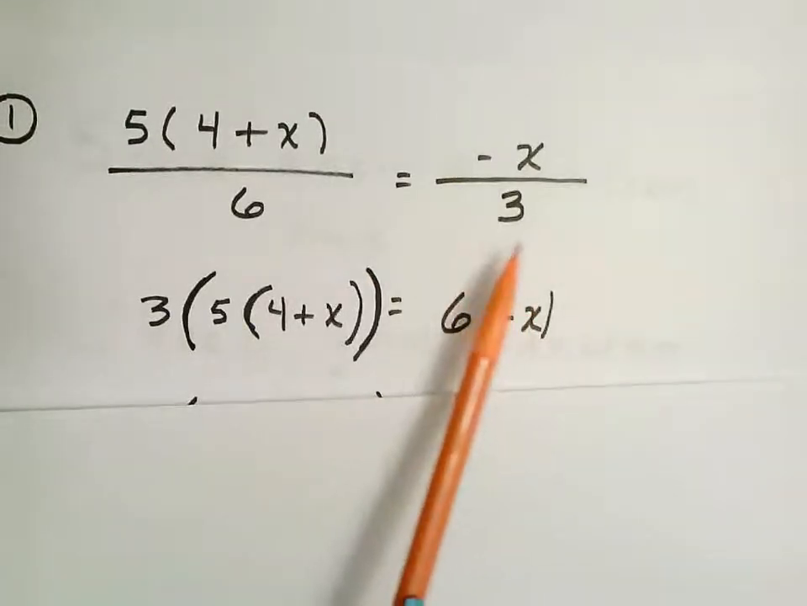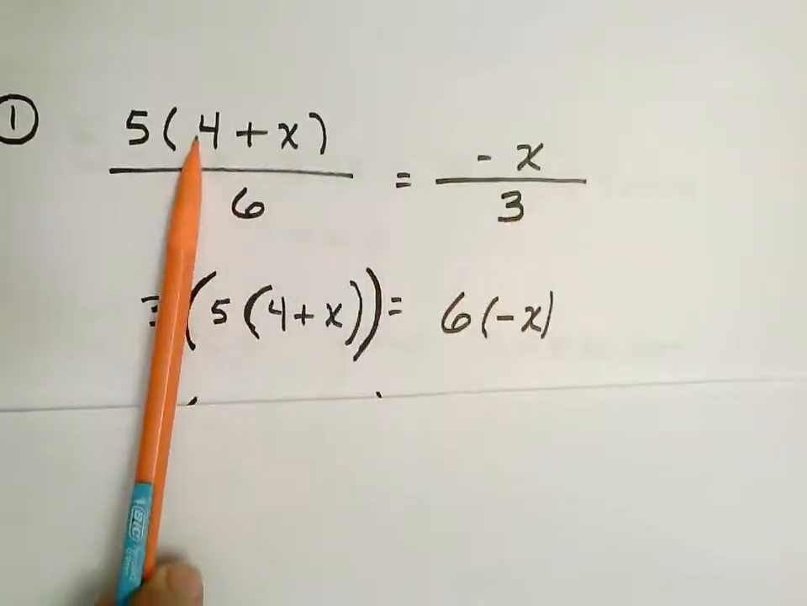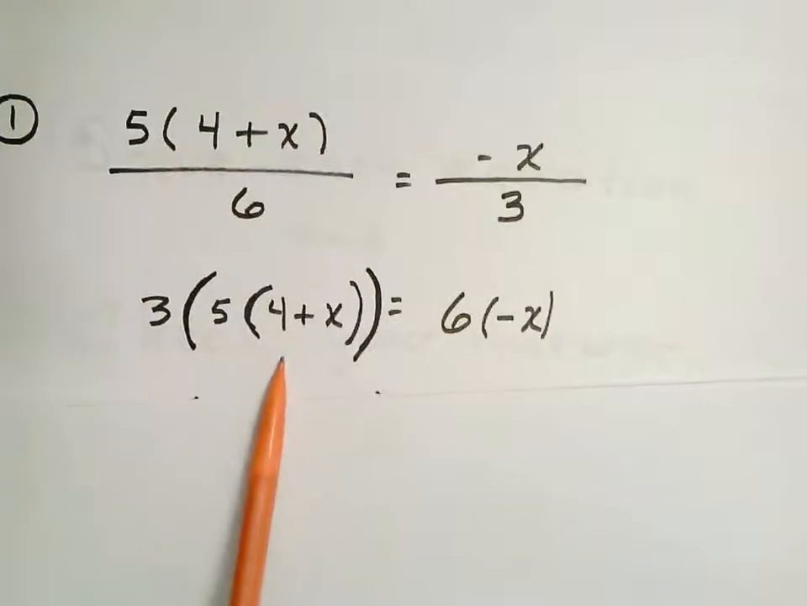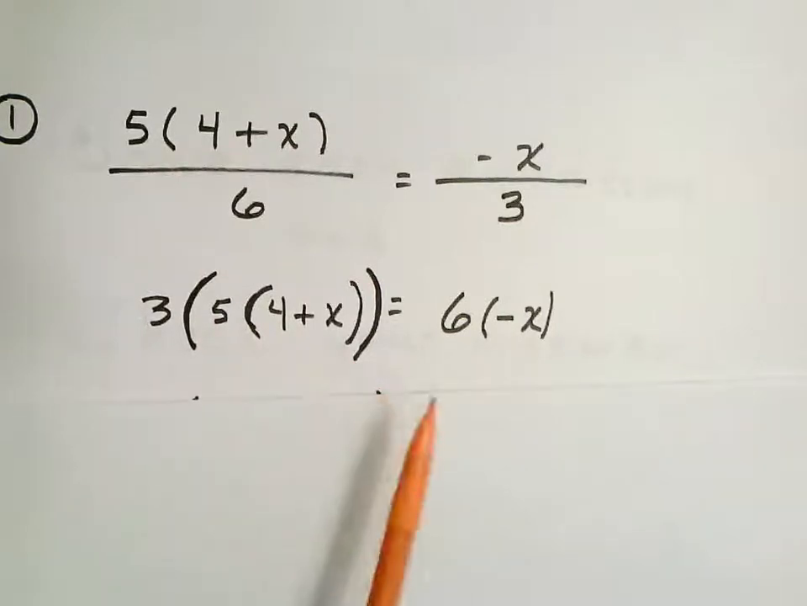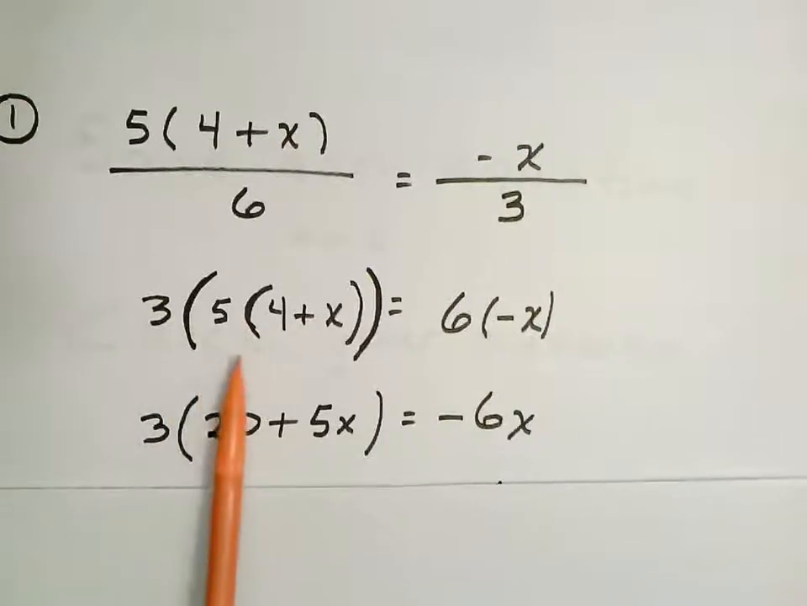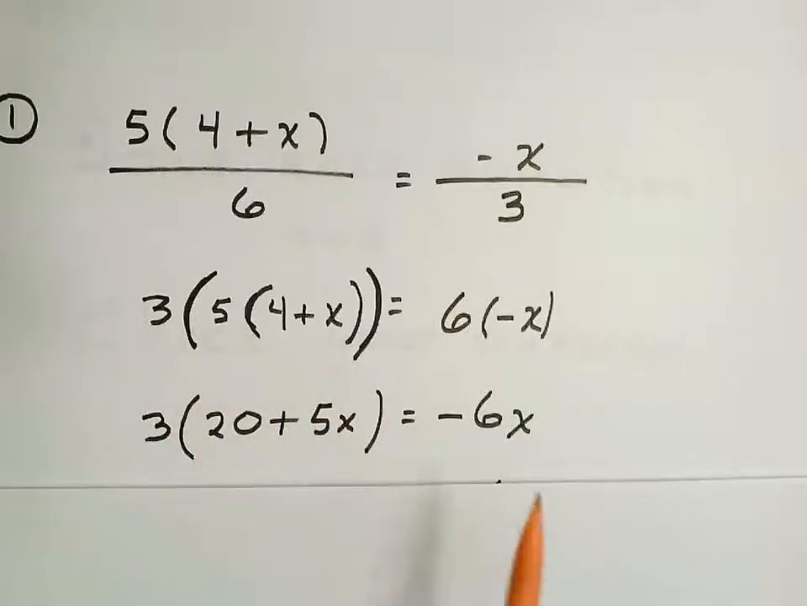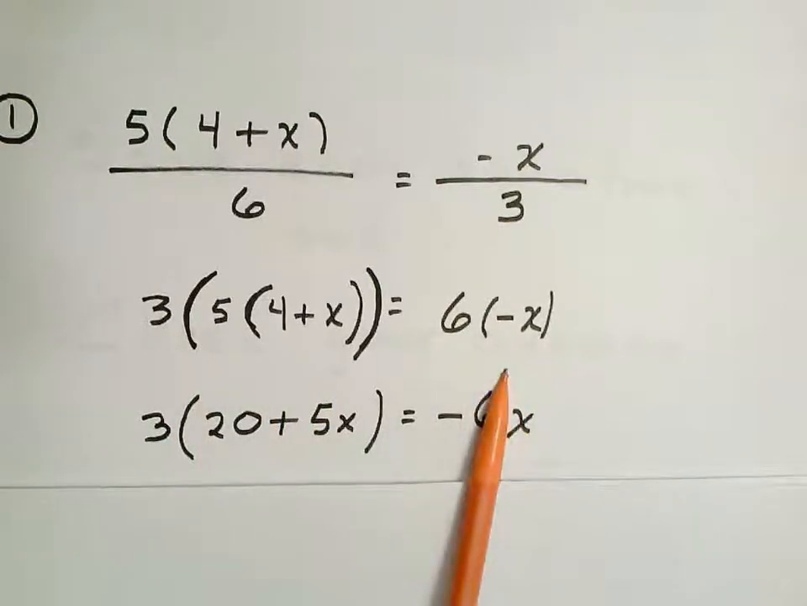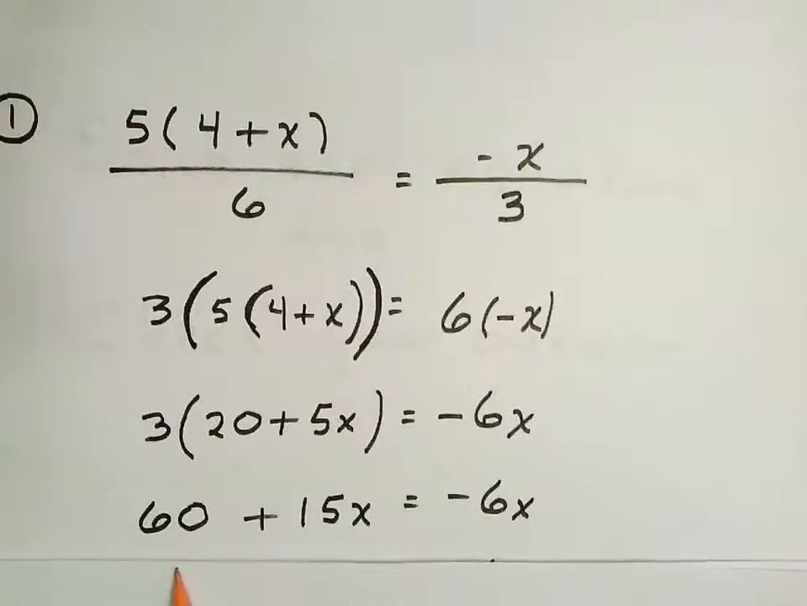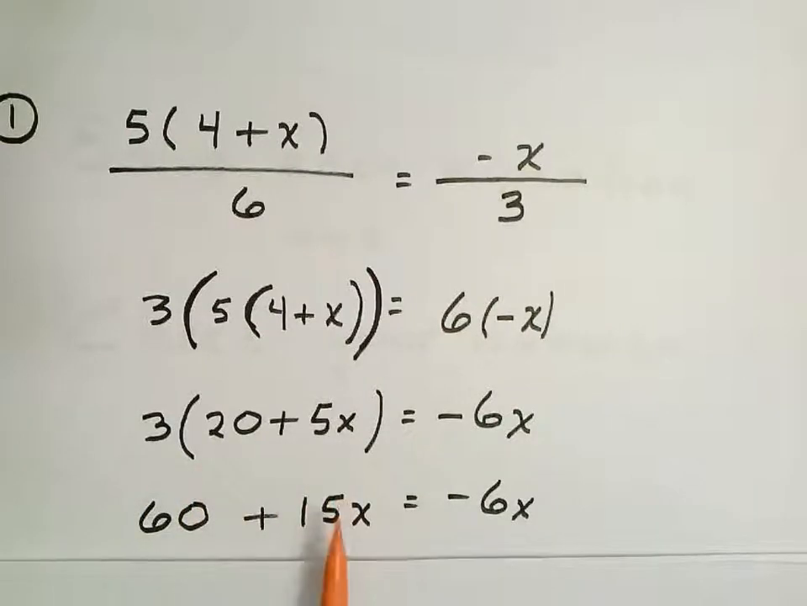So we're going to say 3 times 5 times the quantity 4 plus x equals 6 times the negative x. We're going to do what's inside the parentheses first. 5 times 4, 20. 5 times x, 5x. 6 times negative x is a negative 6x. We're going to apply our distributive property again. We get 60 plus 15x. Bring down the negative 6.